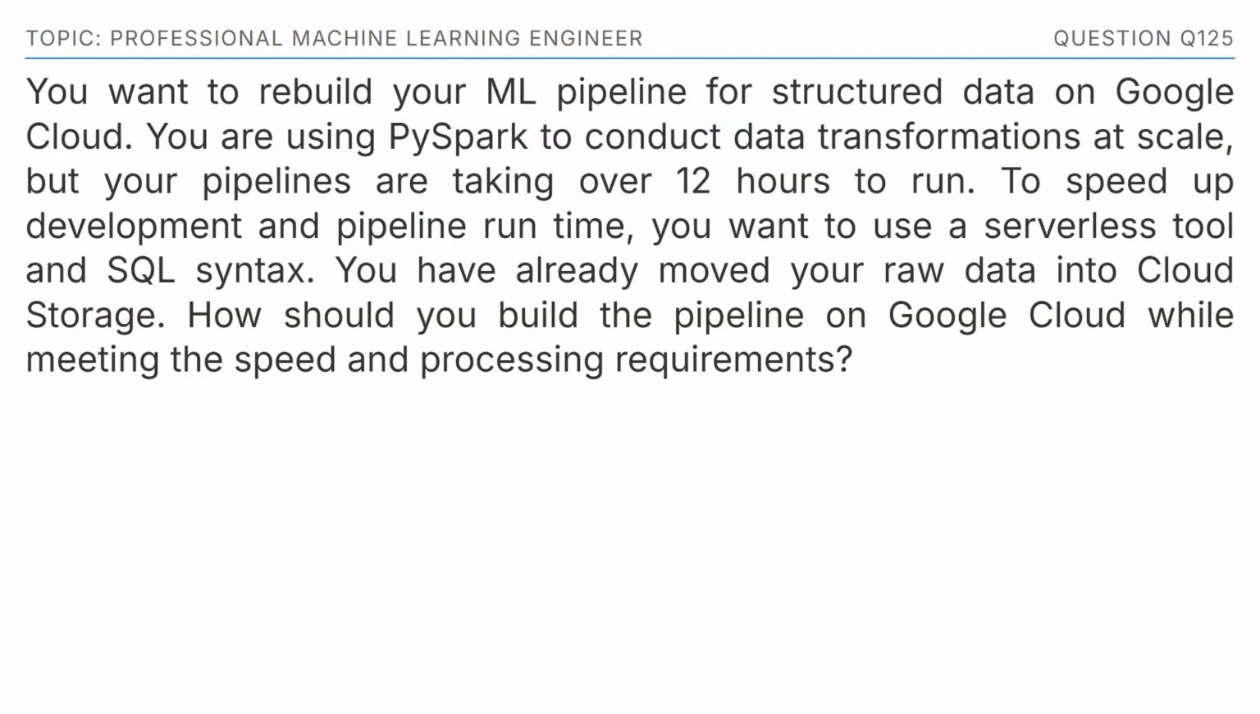You want to rebuild your ML pipeline for structured data on Google Cloud. You are using PySpark to conduct data transformations at scale, but your pipelines are taking over 12 hours to run. To speed up development and pipeline runtime, you want to use a serverless tool and SQL syntax. You have already moved your raw data into cloud storage. How should you build the pipeline on Google Cloud while meeting the speed and processing requirements?